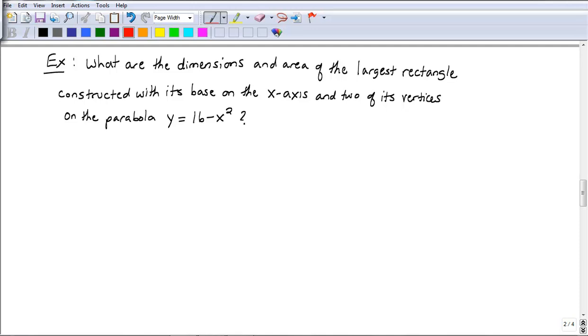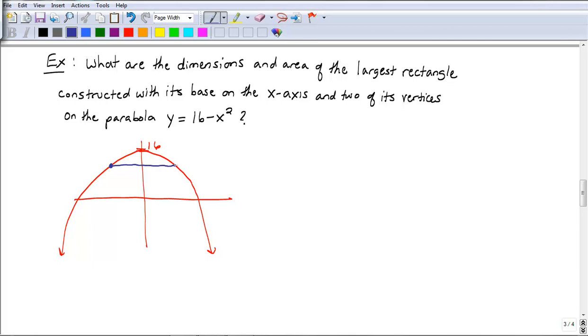If something like this showed up on a test, I would be nice enough to draw a picture for you. And here's what the picture will look like. Here's the parabola 16 minus x squared. And the y-intercept of this thing happens at 16. And what we're doing is we're building a rectangle inside of this. Two of the vertices are going to land on the parabola. The other two are going to be on the x-axis. So this is the rectangle I want to build. This is the one that I'm looking to construct.